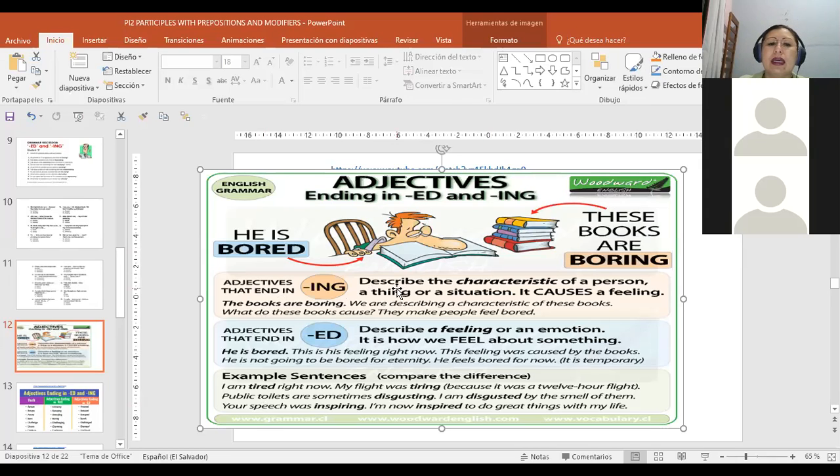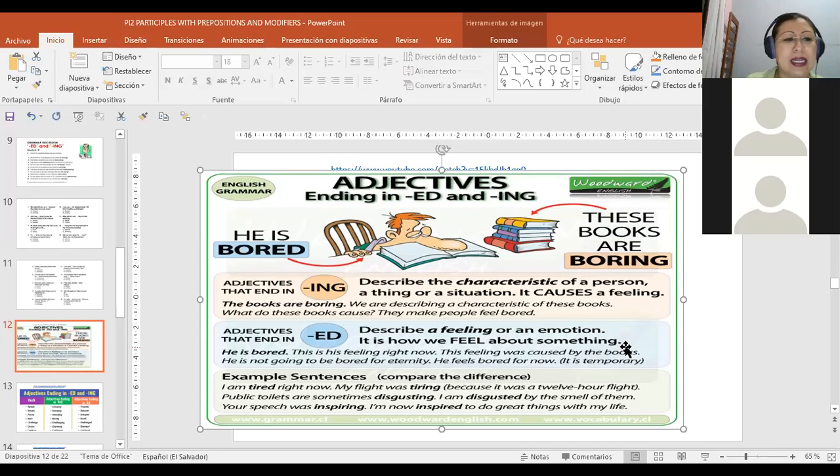Entonces vean que los adjetivos que terminan en ing describen las características de una persona, una cosa o una situación que causa un sentimiento. En cambio, los adjetivos que terminan en ed describen un sentimiento o una emoción, que es cómo nos sentimos acerca de algo, ¿verdad? Entonces, que no se les olvide, ing, el causante de ese sentimiento. Ed, cómo yo me siento. Veamos aquí, en la siguiente.